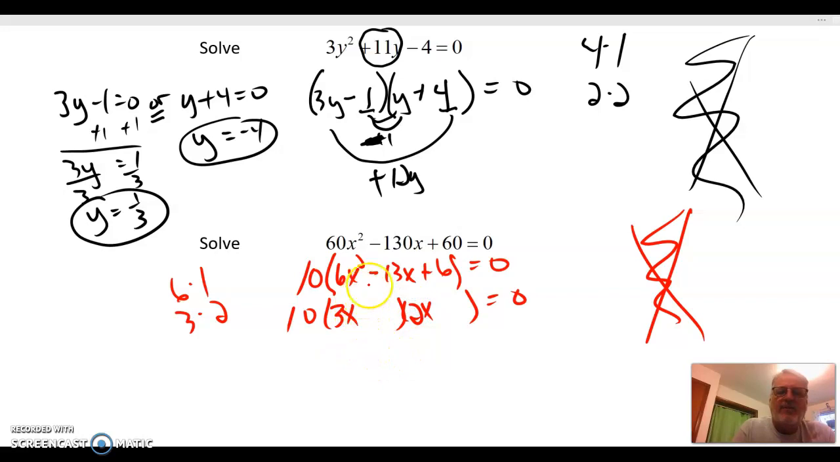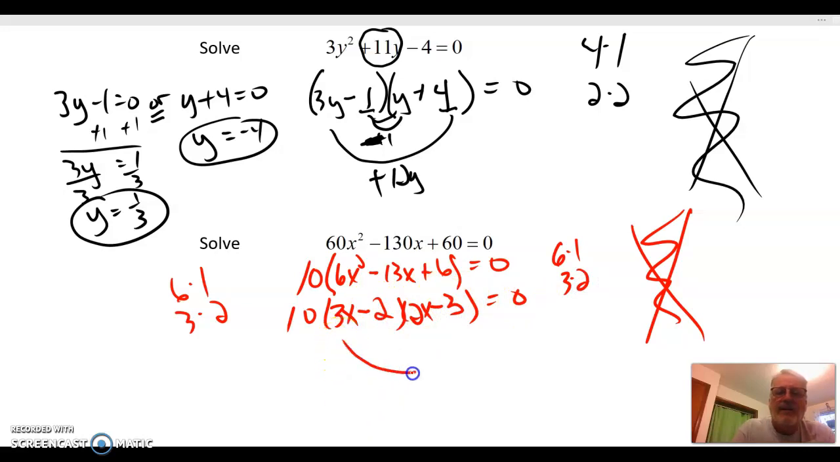And I know my signs are going to be both negative, because a negative times a negative will give me a positive, but it'll still allow me to pick up that negative in the middle. And my choices for this 6 are also 6 times 1 and 3 times 2. So I'm going to put the 2 here and the 3 there.